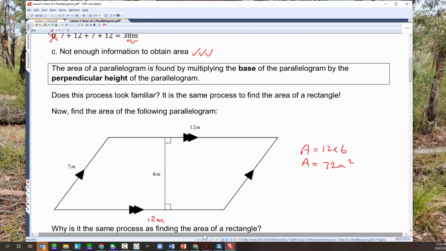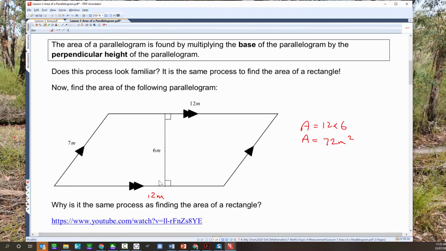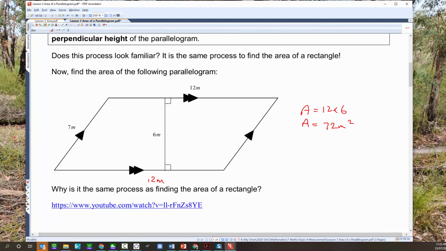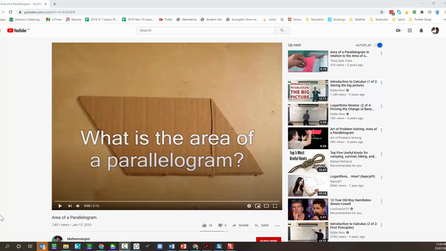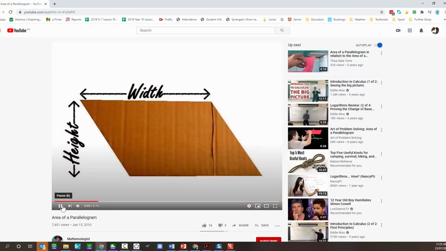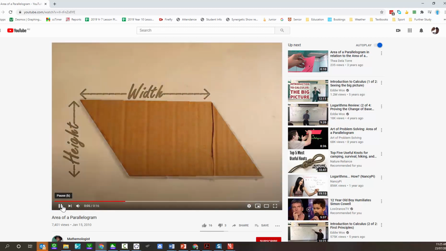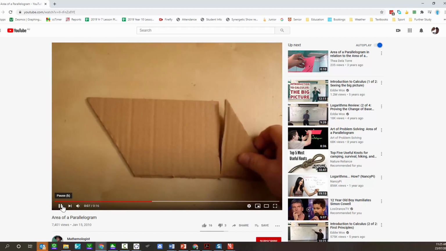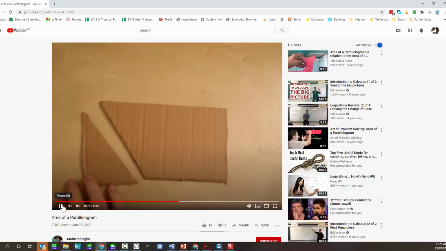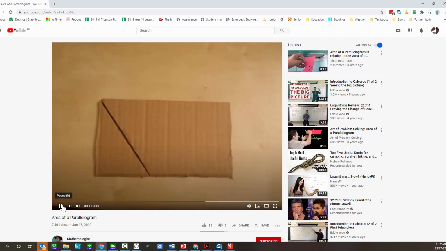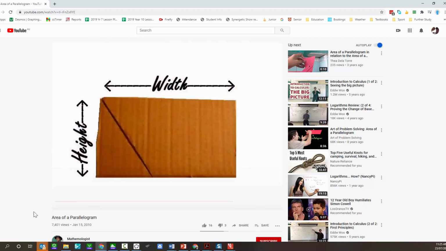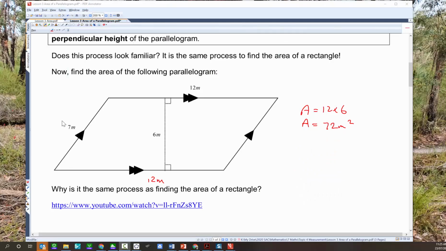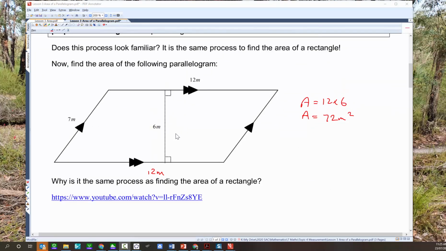Now, why is it the exact same process as finding the area of a rectangle? Well, I'm just going to pause this and load up a video. Okay, so here's the video. So we've got a parallelogram there with width and height. Now notice that the person picks up a chopped off point and reconnects it to make a rectangle. Okay, so every parallelogram can be turned into a rectangle.